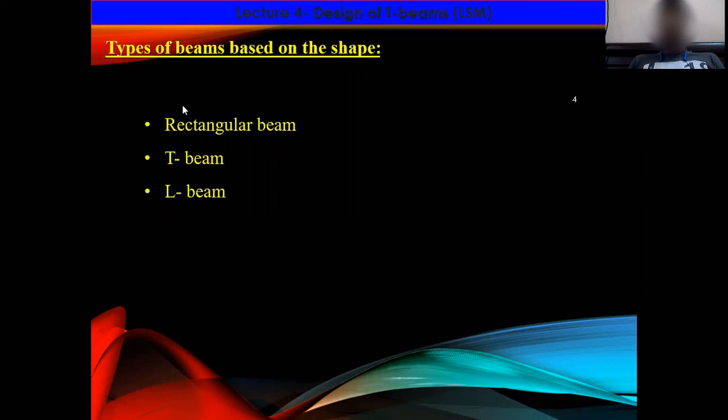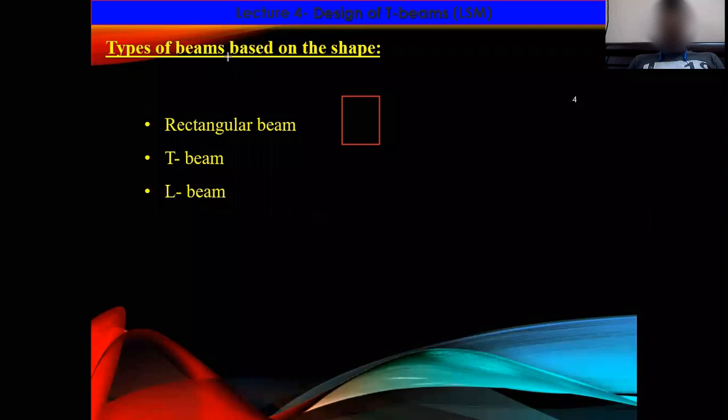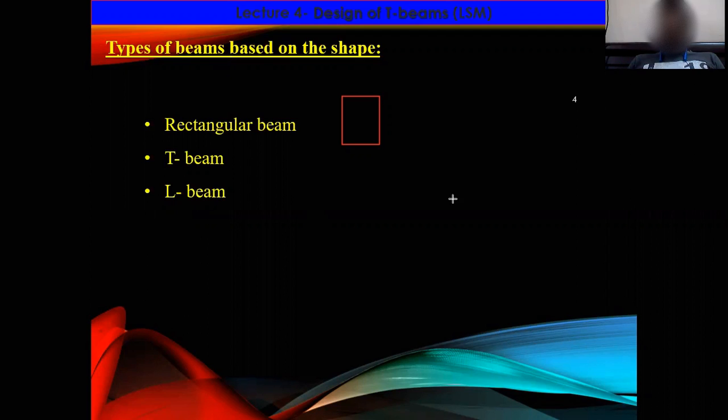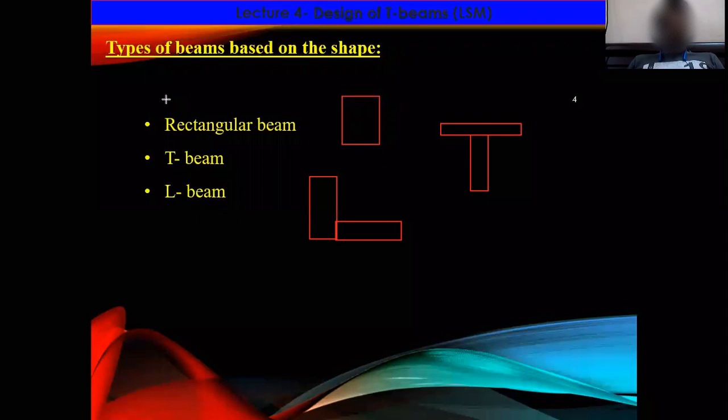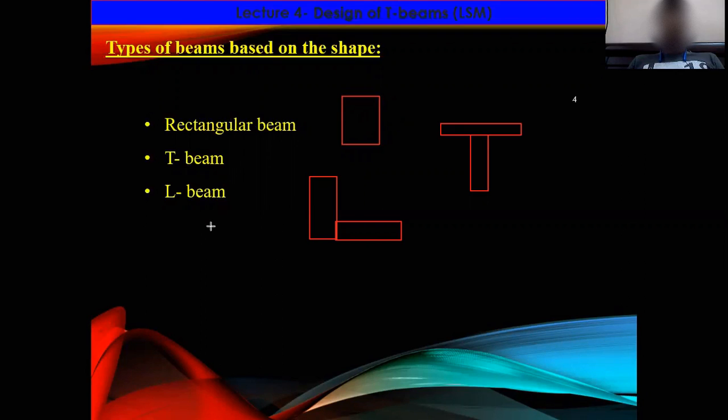And here, the types of beams based on the shape of the member. If it is a rectangular shape, then we call it a rectangular beam. If you provide a T shape, like this, then we call it a T beam. L beam means, like this, so this is an L beam. So these are the different types based upon the shape.